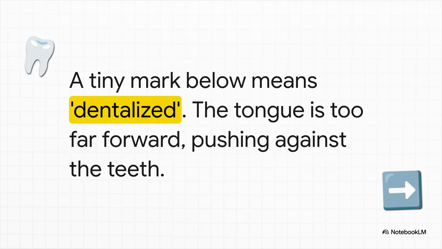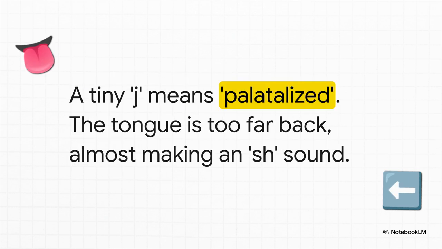But now, watch this. We add this one tiny little mark underneath, and suddenly it becomes a dentalized S. That tiny mark tells a clinician instantly that the tongue is too far forward, pushing right up against the teeth. Okay, now what if we swap that out for a little J above the symbol? Now it's a palatalized S, and that means the complete opposite. The tongue is way too far back in the mouth, almost getting into sh territory.